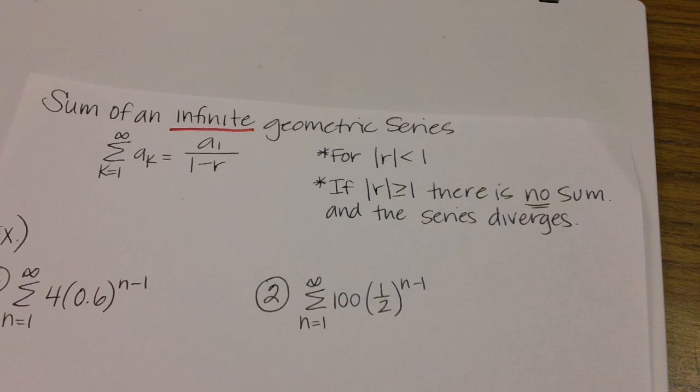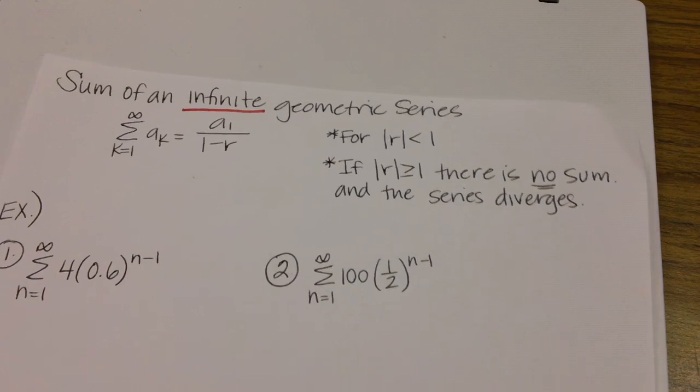It's important to remember that our common ratio, the absolute value of r, has to be less than 1 in an infinite geometric series for us to find a sum. If it is greater than or equal to 1, the series diverges and there will be no sum. This is important. Make sure you make note of both of these situations. So when we're doing these, it's important that you always look at your r value first to determine whether you need to plug it into the formula or not.